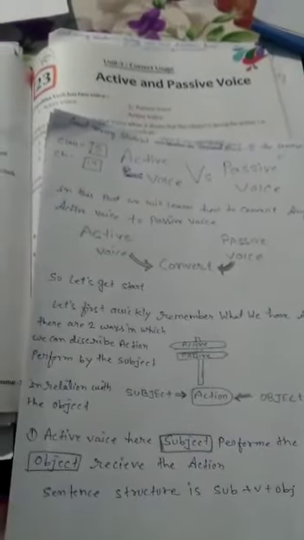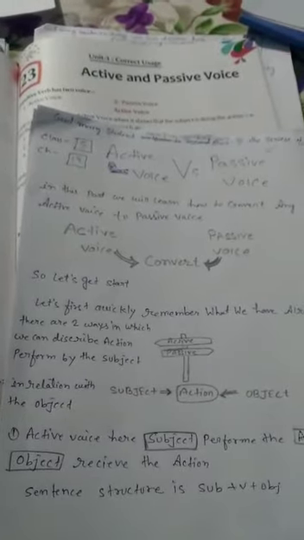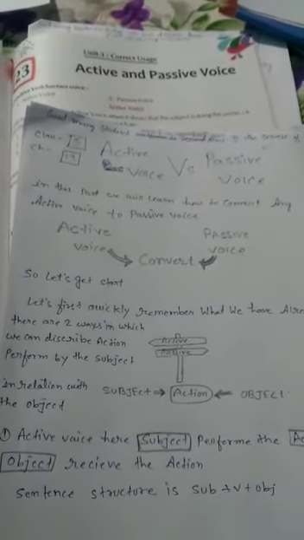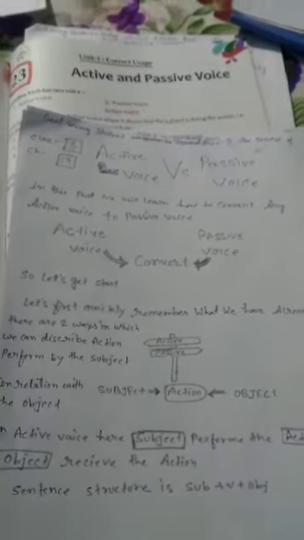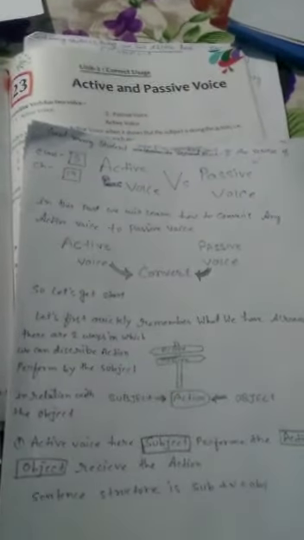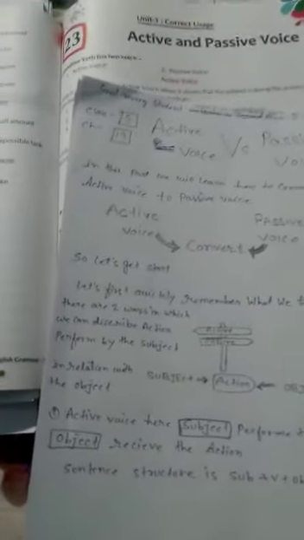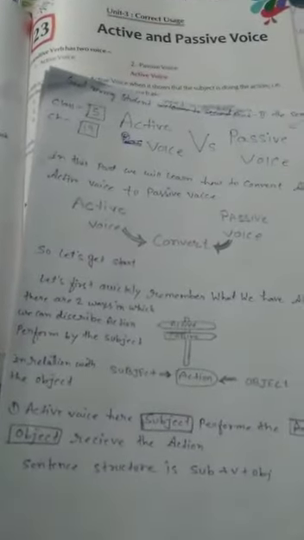This is part 2, class 7, chapter 23, active and passive voice. In this part, we will learn how to convert any active voice to passive voice. First of all, we will see this structure. So let's get started. Let's first quickly remember what we have already learned.